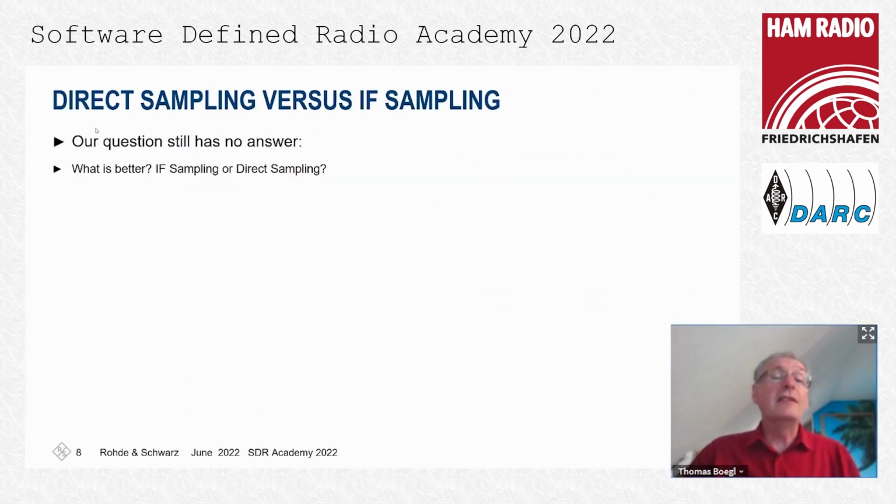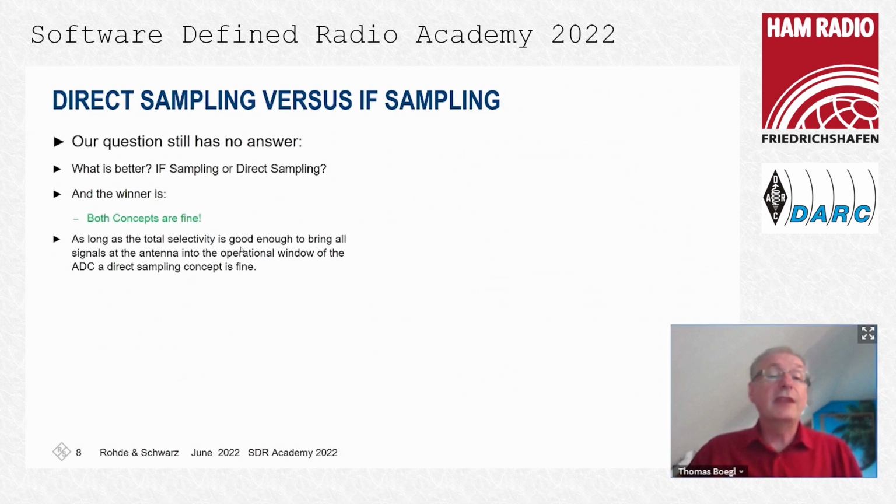So the question is still not answered. What is better? IF sampling or direct sampling? What do you think? I say the winner is both are fine. Surprise. Because it's depending on the use case, and as long as the total selectivity of the concept is fine to suppress all interferers sufficiently enough, then the direct sampling concept is fine.